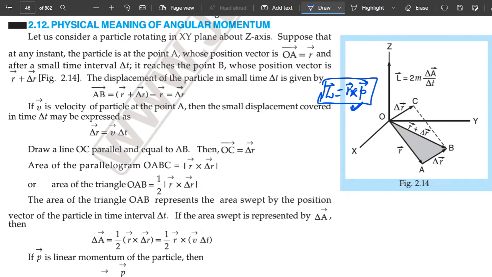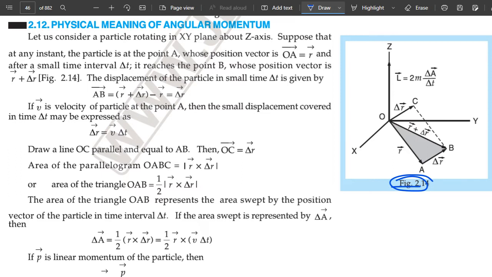In the physical sense, what does it mean that L is equal to R cross P? Now suppose that we have a particle at point A. Look at this figure 1.24. Suppose a particle is at point A with a position vector r from the origin O. Here we choose the Cartesian coordinate as a frame of reference and O as an origin.